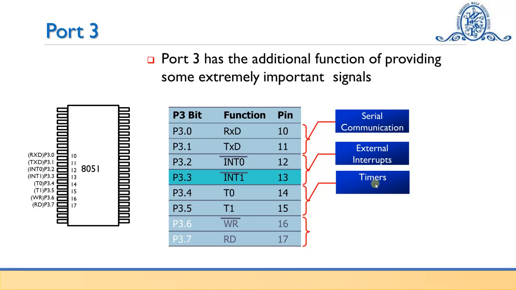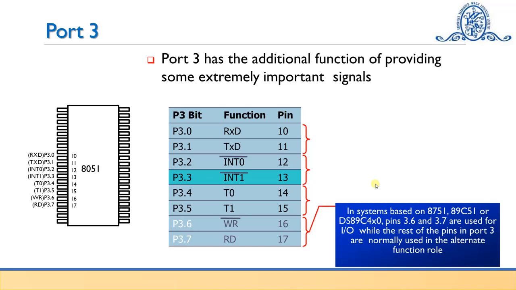P3.6 and P3.7, one is write bar and the other is read bar. So pins 16 and 17 are used to read or write signals of external memories. So these are the special functions of the pins of port 3. In systems which are based on 8751, 89C51 or DS89C4X0, pins 3.6 and 3.7 are used for I/O, while the rest of the pins in port 3 are normally used in the alternate function role.